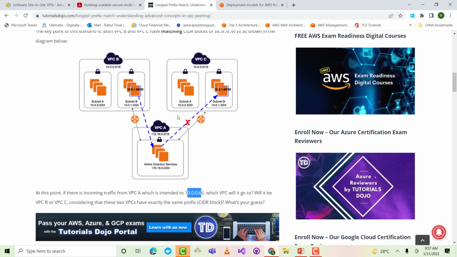I was thinking of having both Route 53 as well as hybrid connectivity in this video, but I think it's gone pretty long. So in the next video I'll cover Route 53.